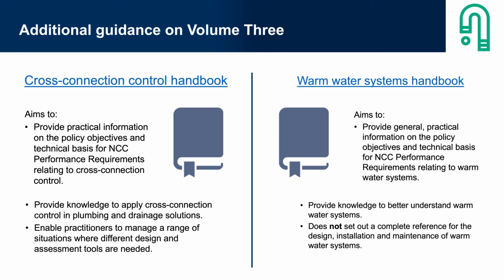Cross-connection control is a key significant requirement that can be complex. The handbook aims to make it easier to ensure that a water supply is not contaminated via its connections into other plumbing and drainage systems.